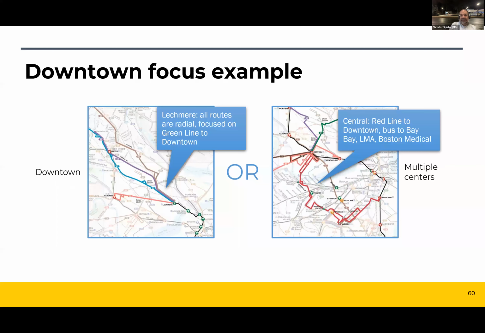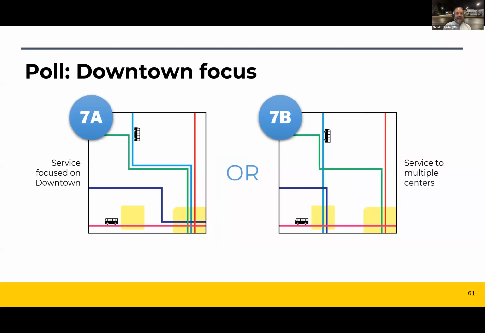You can see some examples here of what kind of connections you have there. Lechmere, for example, all of the routes are radial. Everything is focused on getting you to the green line to get you into downtown. If you're at Central, though, you see a wide range of routes. You can take the Red Line to downtown, but you also have bus service that takes you to Back Bay, LMA, Boston Medical. If you look at Boston today, we have a lot of different employment centers. We have a lot of different hospitals. We have a lot of different universities, all of which are major destinations. So next slide. Let's launch this poll.